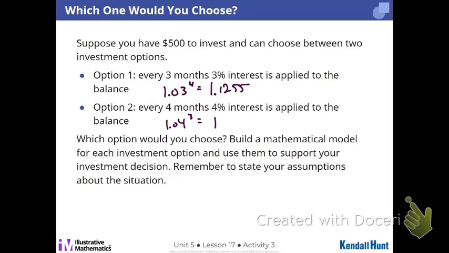And I got 1.124864. So which one is better, 3% 4 times or 4% 3 times? 3% 4 times. And the way I set up these expressions is one's quarterly and one's in thirds. So we have to look at how often it's compounded. So the lower percentage got compounded more often and it ended up being better.